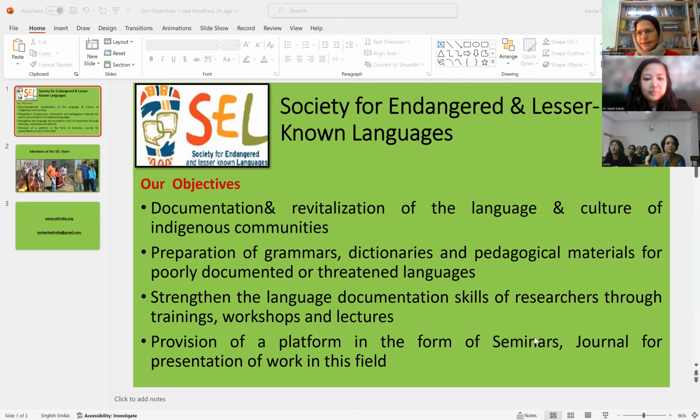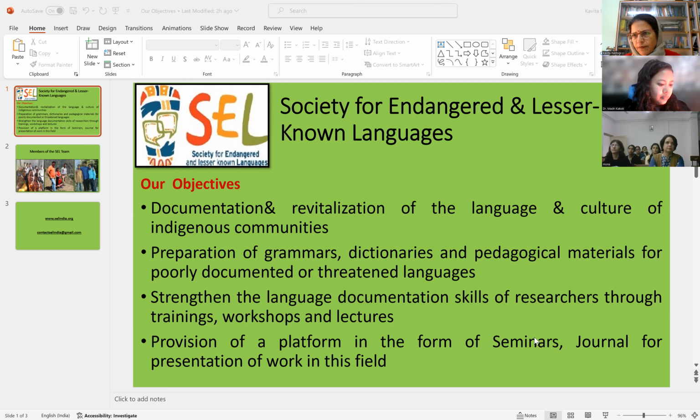While working on Raji and with the Raji community, I felt the need for establishing a forum, a society where scholars like me and students like you can all join hands, work for these languages, and help the community. So this was the thought behind the founding. This was the reason I wanted to establish a society. The society was established in 2011.